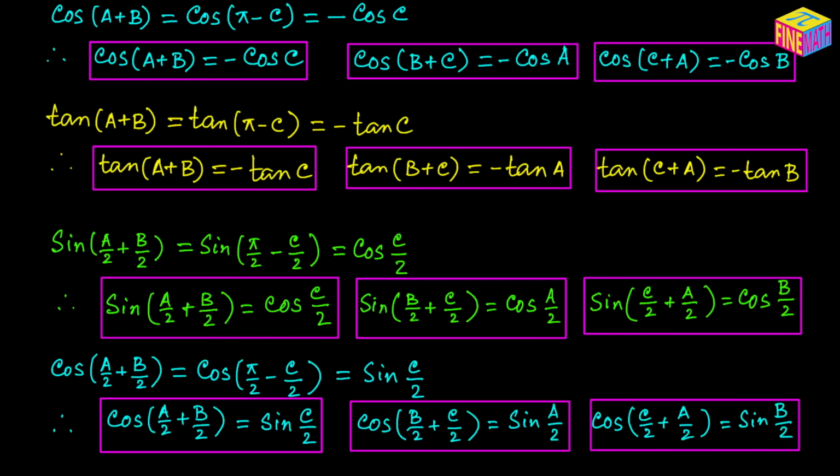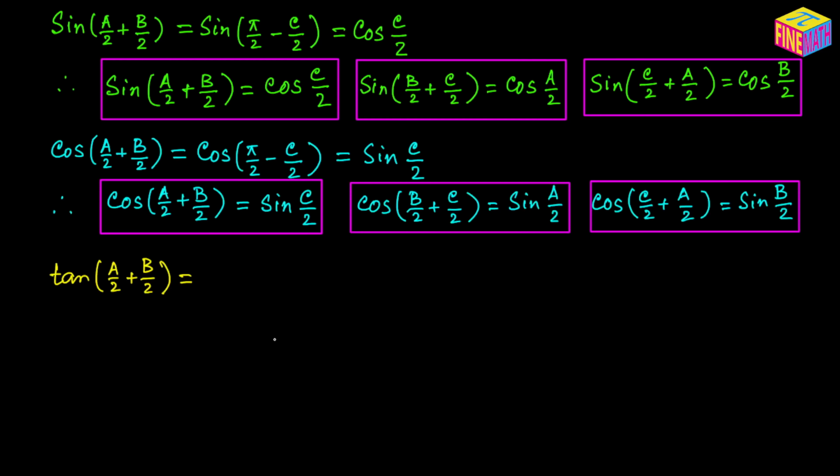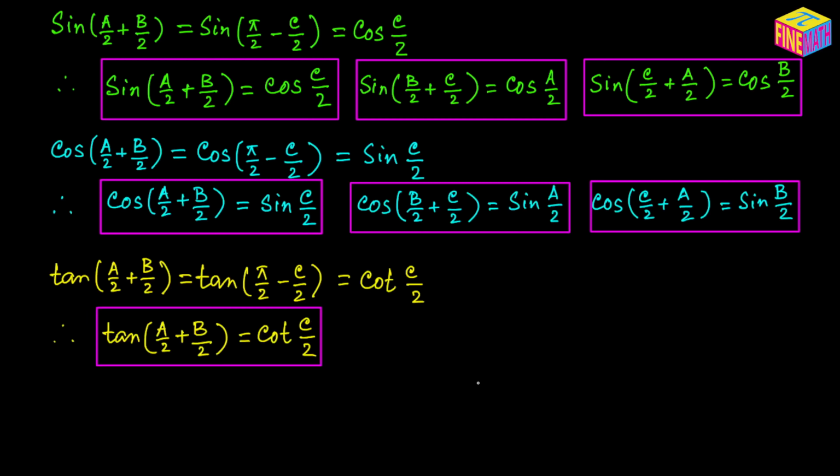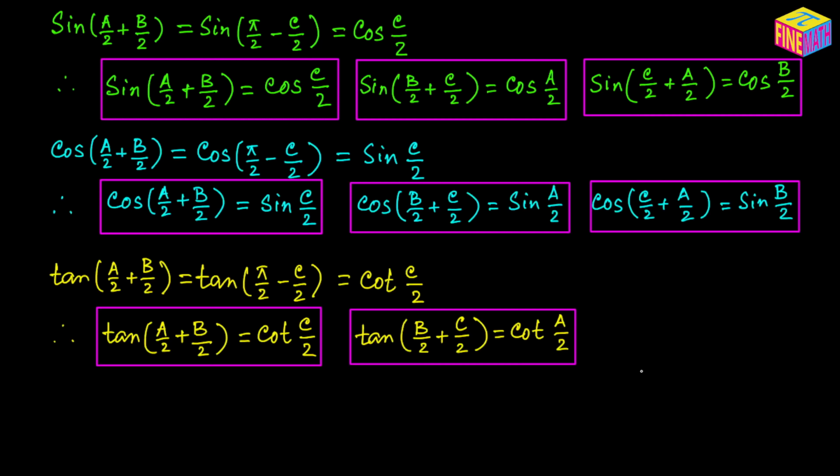And finally, let's talk about tangent of (A over 2 plus B over 2). This can be written as tangent of (pi over 2 minus C over 2), which is equal to the complementary ratio of tangent, that would be cotangent of C over 2. And similarly, we can prove that tangent of (B over 2 plus C over 2) will be equal to cotangent of A over 2. And similarly, we can also prove that tangent of (C over 2 plus A over 2) will be equal to cotangent of B over 2.